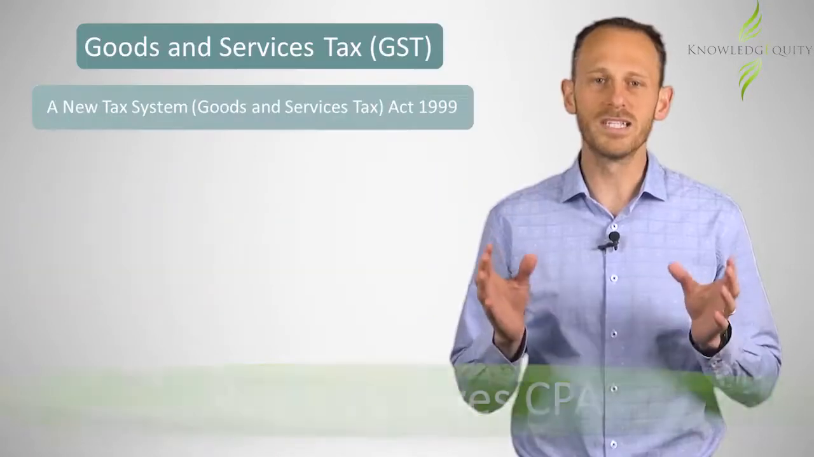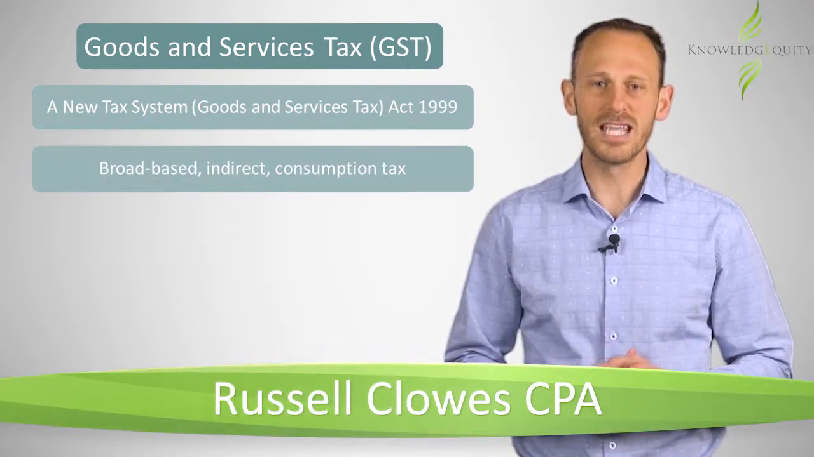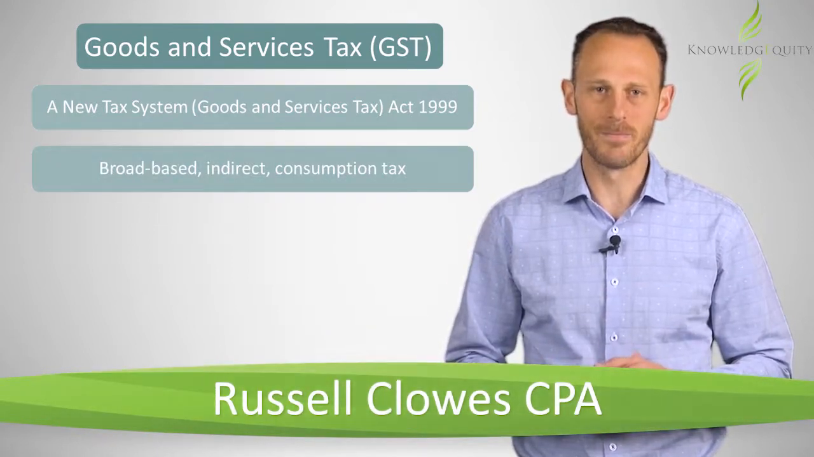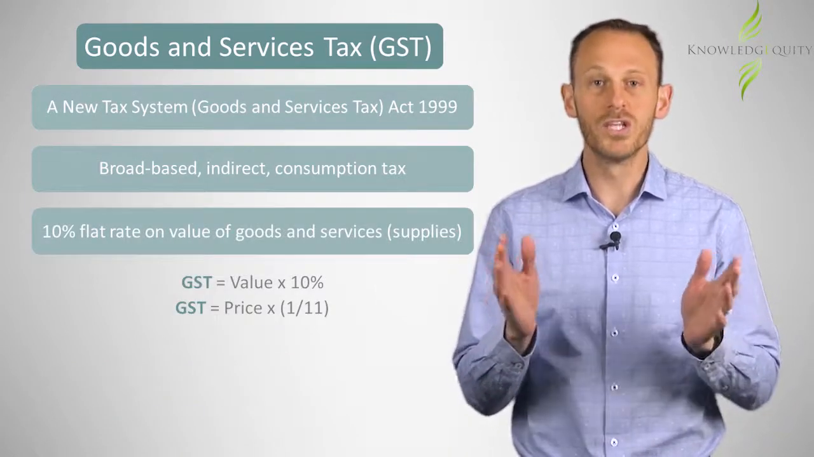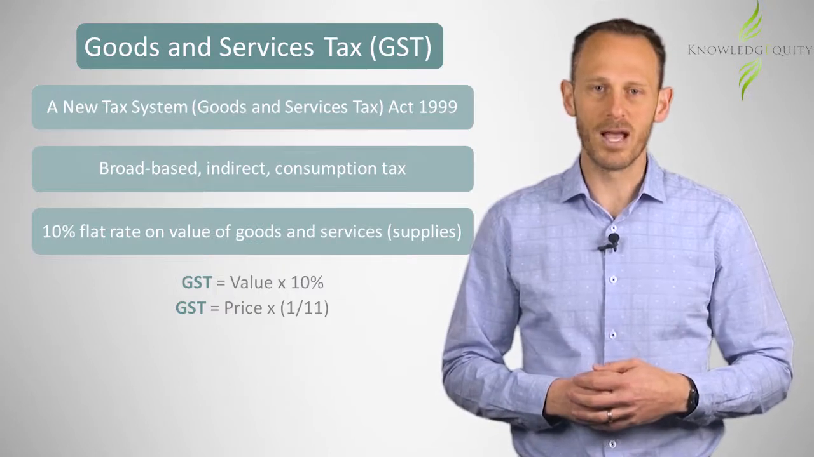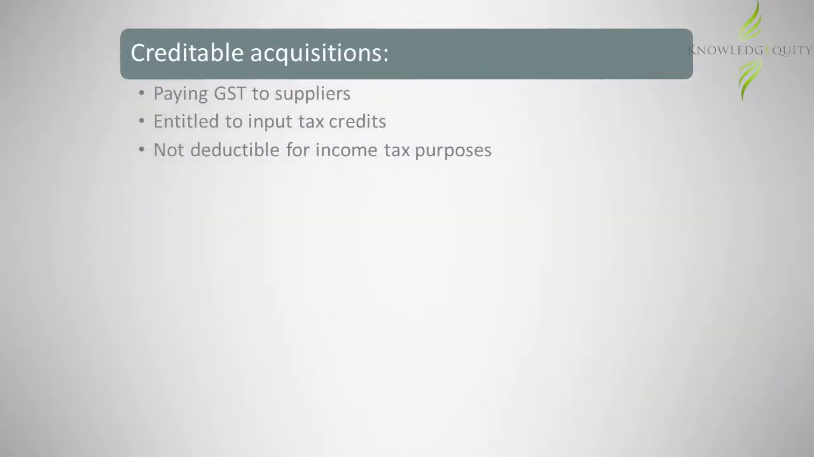The Goods and Services Tax is a broad-based, indirect consumption tax that targets the end domestic consumer. It is charged as a flat rate of tax on the value of goods, services and certain other supplies made in Australia. Entities in the supply chain make purchases from suppliers and pay GST to those suppliers.